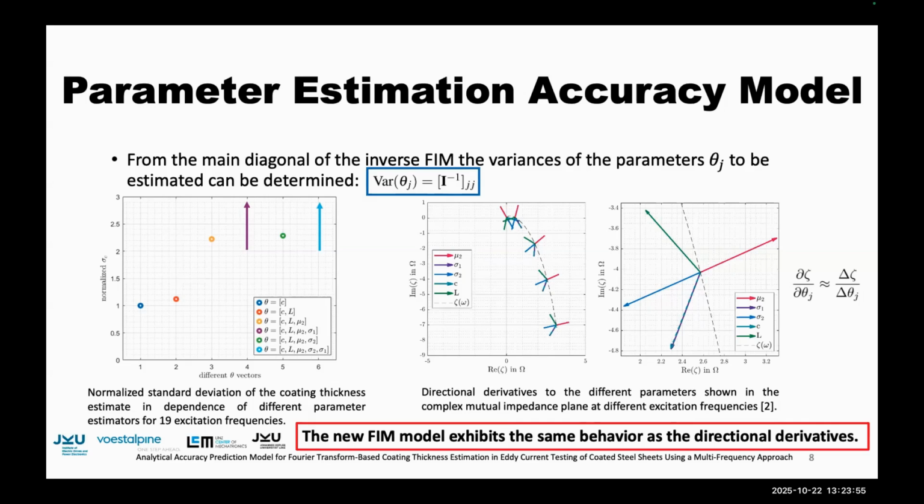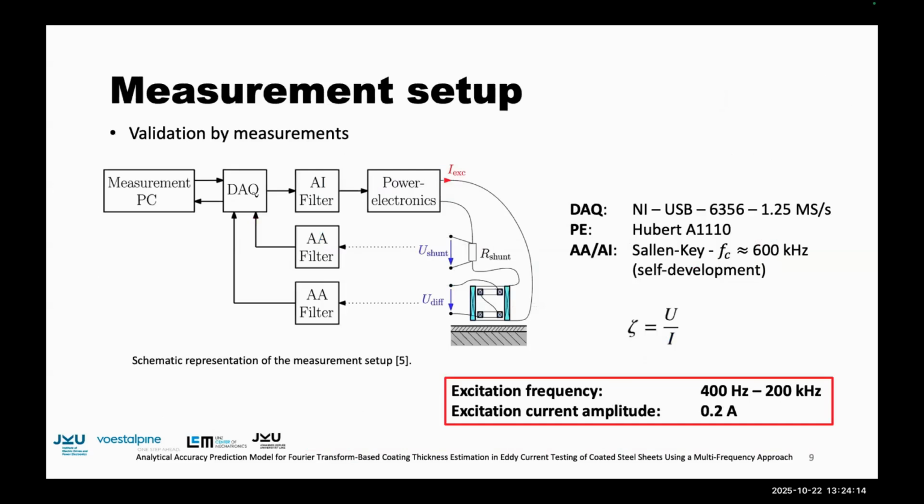plane. You can see that the arrows for the coating thickness and for the coating conductivity always point in the same direction for all frequencies, which means that these two parameters cannot be determined independently of each other, which confirms the results derived by the Fisher information matrix model.